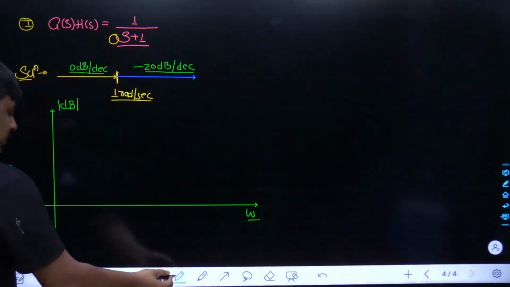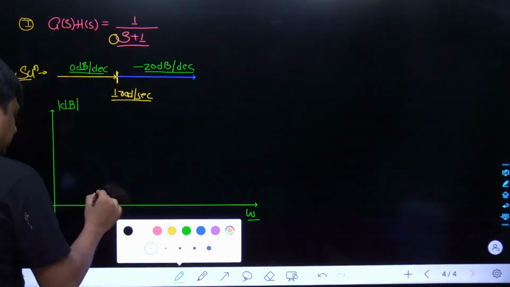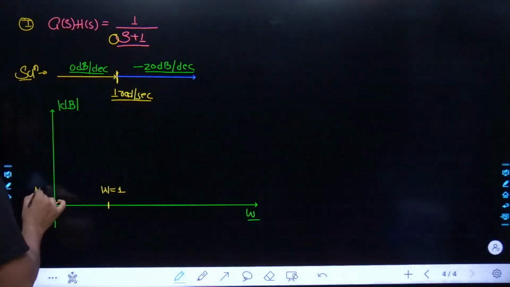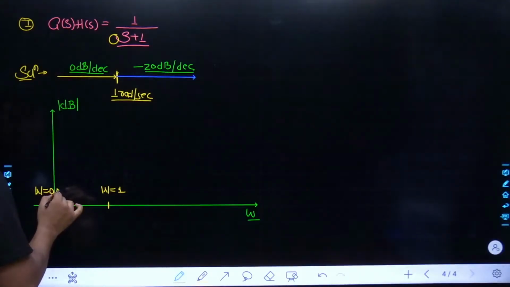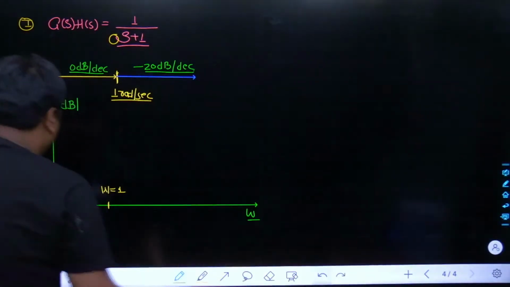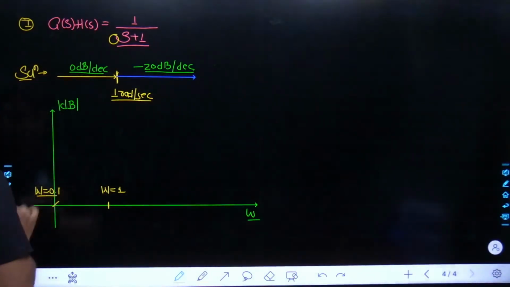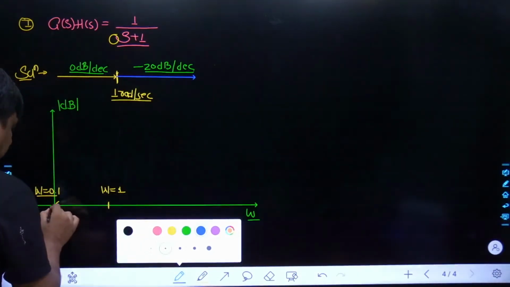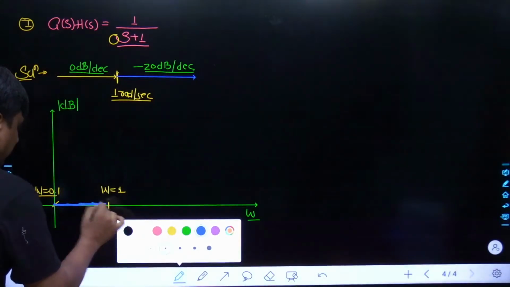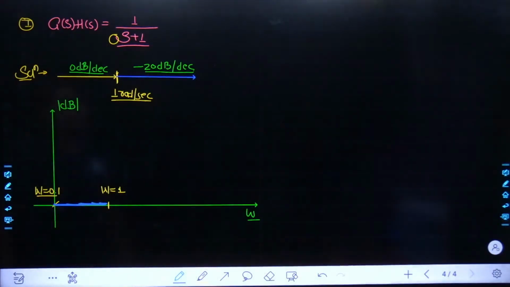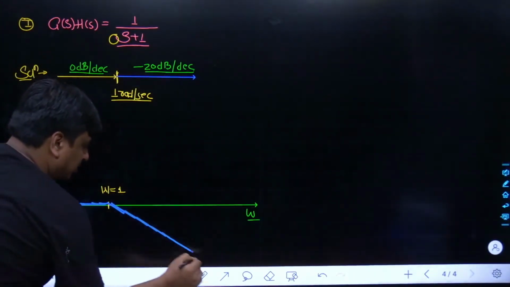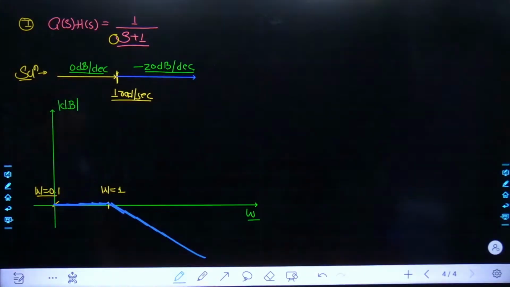So what had been happening over here, let me take operating frequency omega equals 1, and here it had been taken omega equals 0.01, or you can take 0.1. Till this point there had not been any movement, it had simply been kept quiet, and after omega equals 1, what happens? The slope had changed from 0 dB per decade to minus 20 dB per decade. What does minus 20 dB per decade mean?